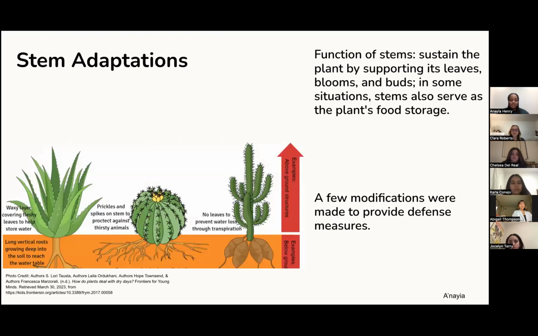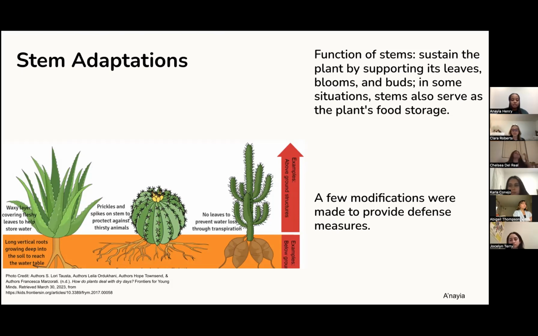Stem adaptations. First and foremost, stems are used to support the plant and occasionally store nourishment. Several sorts of stems will be needed in a dry environment. Some desert plants have no leaves, a waxy covering, spikes, and/or prickles. Pictured above are some plants whose stems have gone through adaptation.